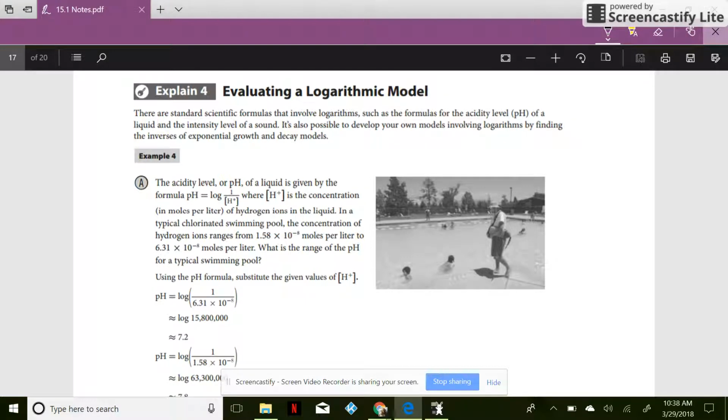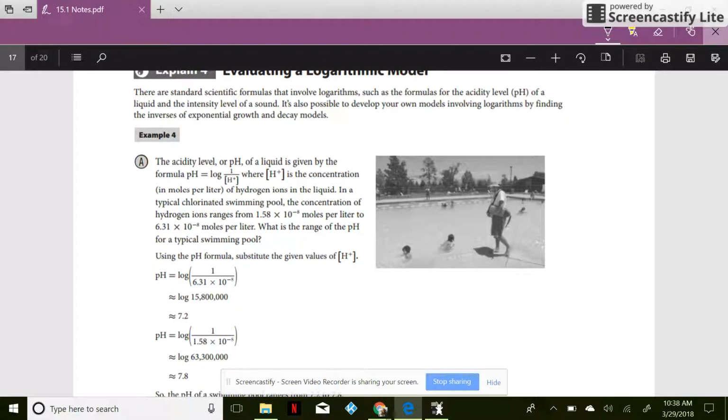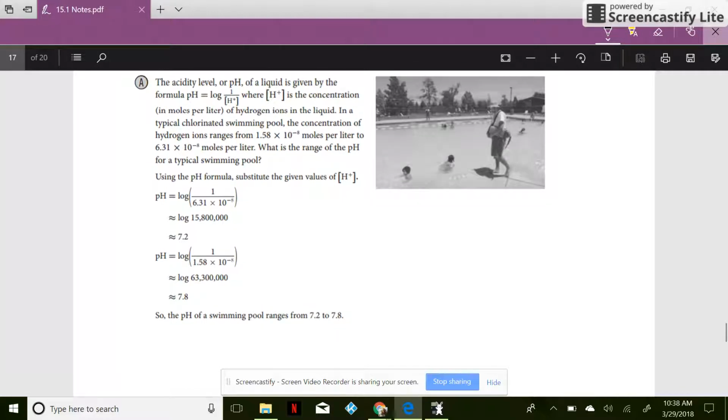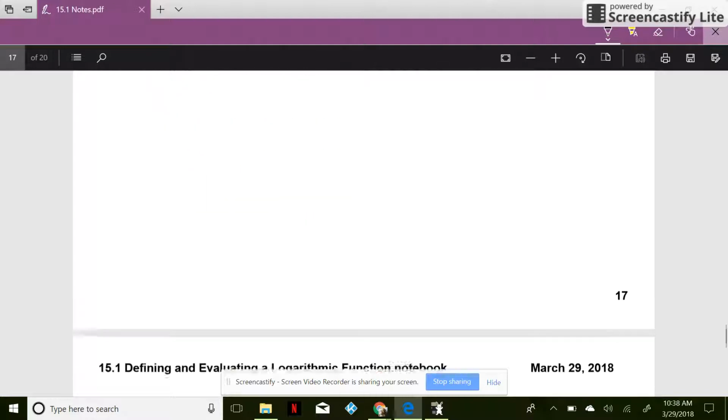So we can do some modeling with logs. Standard scientific formulas that involve logarithms, such as the formulas for the acidity or pH level of a liquid and the intensity level of sound. It's also possible to develop your own models using logarithms by finding the inverses of exponential growth and decay models. So this first example works through a pH problem, finding the pH here in a swimming pool.